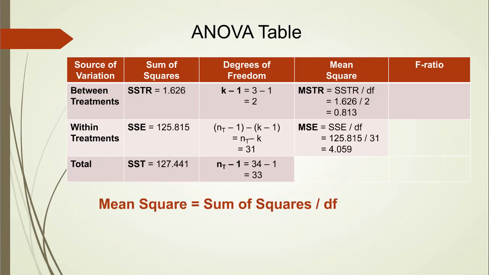The next column is called the mean square, which can be calculated using sum of squares divided by its corresponding degrees of freedom. For example, for between treatments, MSTR is SSTR divided by its degrees of freedom. So that is 1.626 over 2, that is 0.813. For within treatments, the mean square is MSE, that is SSE over its degrees of freedom. MSE is calculated to be 4.059. It's not necessary to compute a mean square for total, so I will leave this one out.